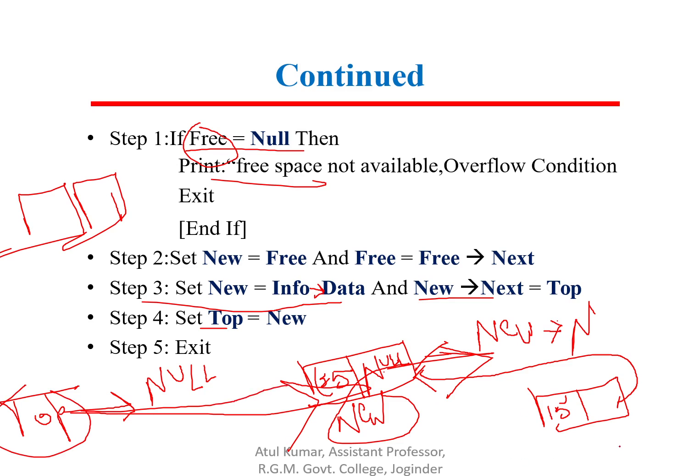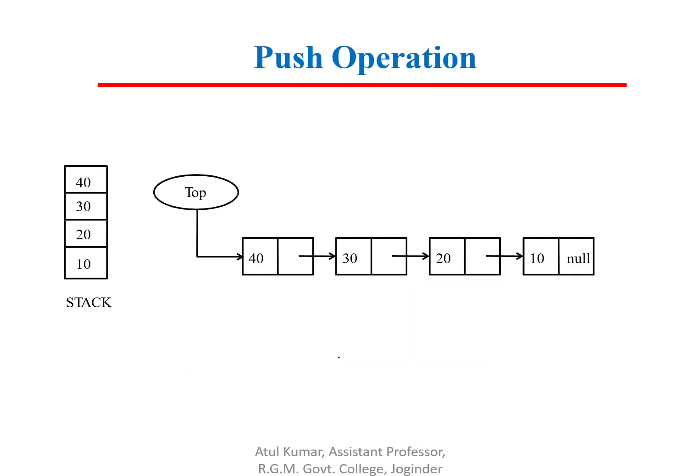Now this address is inserted in this new node, so it starts pointing to that node. In the next step, top is equal to new, and now top starts pointing to this new node. In this way we can add, or push, nodes in the stack with the help of a linked list.